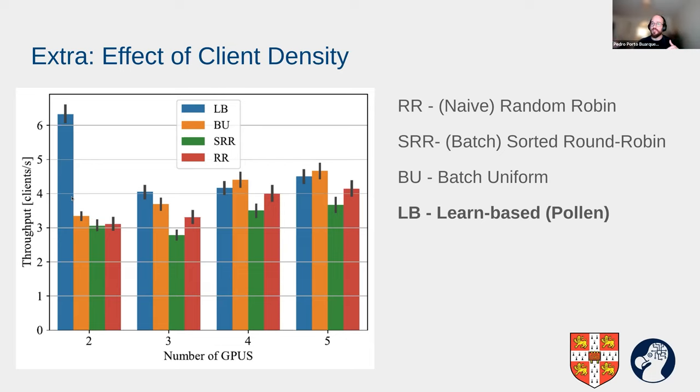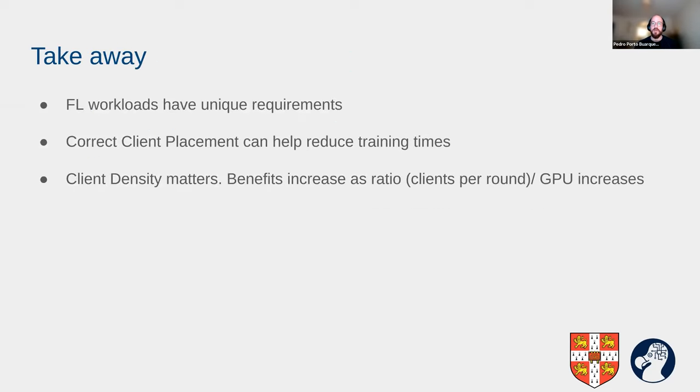You're probably not just going to buy double, triple the amount of GPUs that you have just because you want to multiply by 10, 100, 1,000 the number of participating clients per round. It's not realistic from a money perspective. So, final takeaway: federated learning workloads have unique requirements. Correct placement can reduce the training times, and it will.